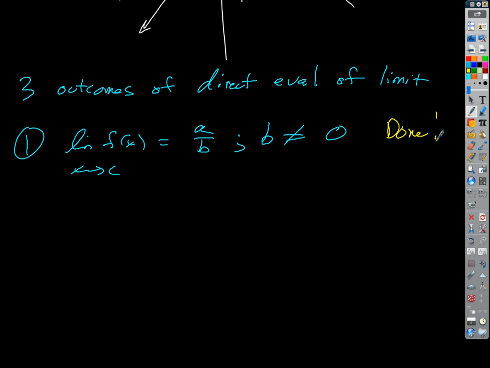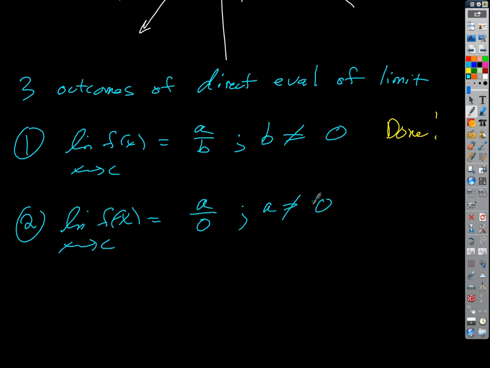You could get something of the form A over 0, where A does not equal 0. And that is clearly a no-limit case, right? Because you can't divide by 0. That would be an example where you've got maybe an asymptote. So that means no limit, and in this case, you're also done. The answer is no limit. Those 2 are straightforward and easy, right?